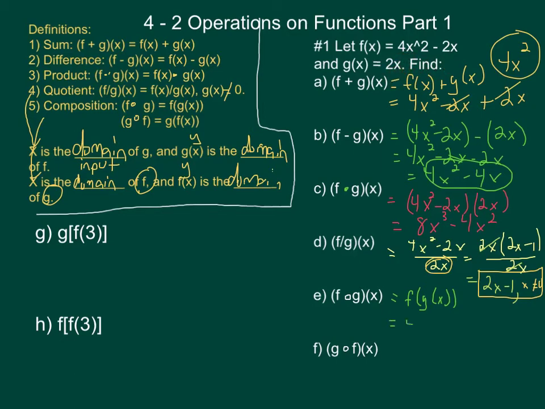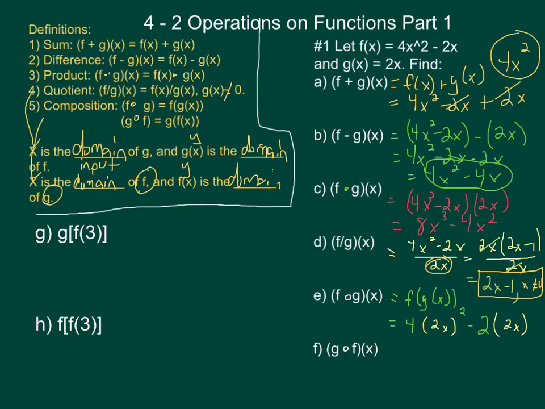Leave f alone. Put 4, and then instead of x squared, you're going to put whatever g of x is. What is g of x? G of x is 2x. Now that was squared minus 2, but then instead of x, what do you put again? You put g of x again. And g of x was 2x.